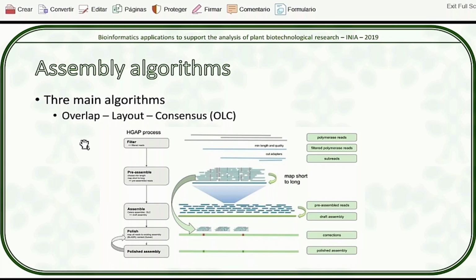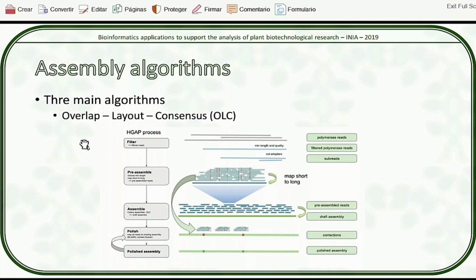The overlap layout consensus, what it does, it compares. The first step is to compare every single read that you produce against every other read that you produce. It is very time consuming. It is memory consuming. It takes a very, very long time, because you need to record the similarity, let's call it genetic distance, between every pair of sequences that you have.